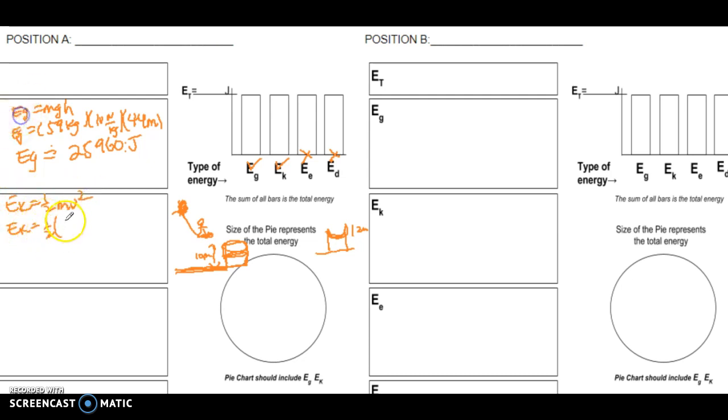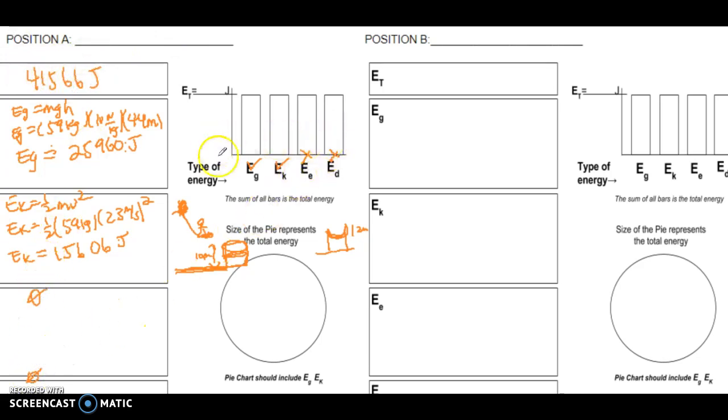So I've got 1/2 times his mass of 59 kilograms times his speed, which was 23 meters per second. Don't forget to square it. Again, punch this in your own calculator and make sure you get this number. Don't just look at mine. So that's, I'm going to round it, 15,606 joules. So I have 15,606 joules of EK and 25,960 of EG, which gives me a total of 41,566 joules because I got nothing else.